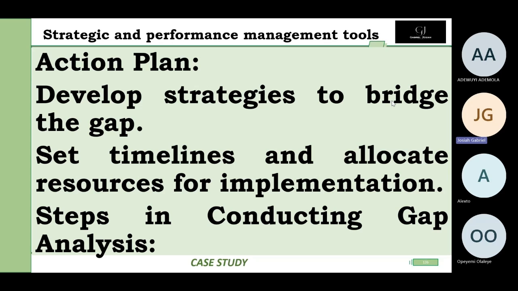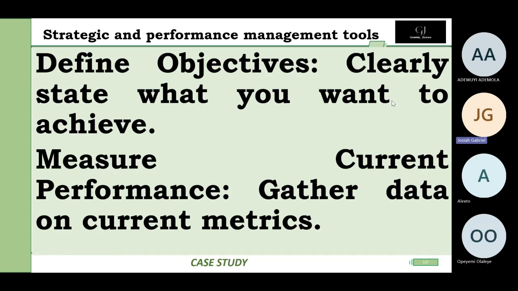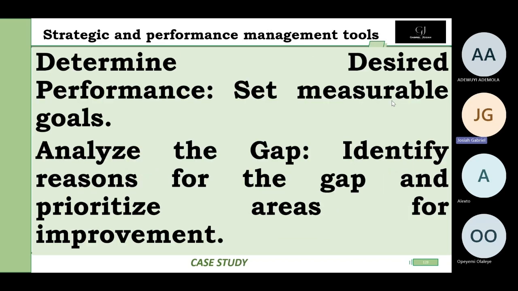So there are steps to conducting gap analysis. So define the objectives. What do you want to achieve? Clearly state it. Measure your current performance as a business and gather data on that current performance. Then determine your desired performance. So if you're doing 2 billion in sales, you could determine I want to do 4 billion, double. So set measurable goals. That's what it means.